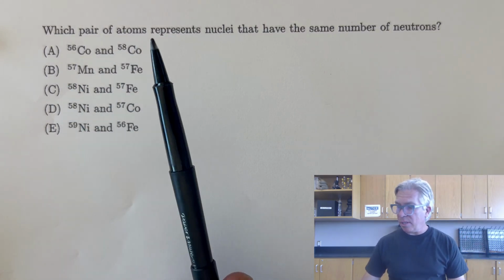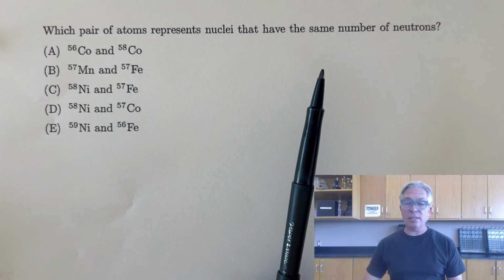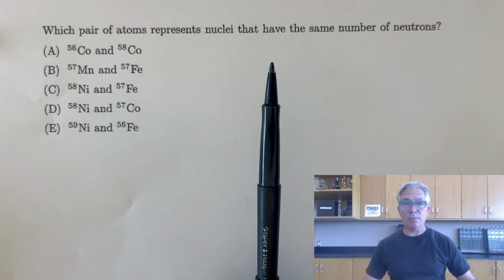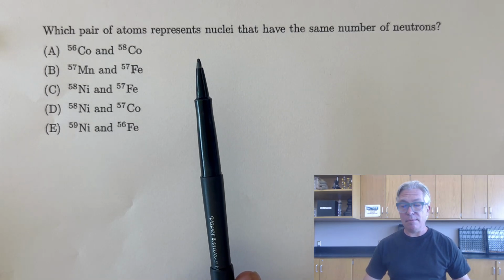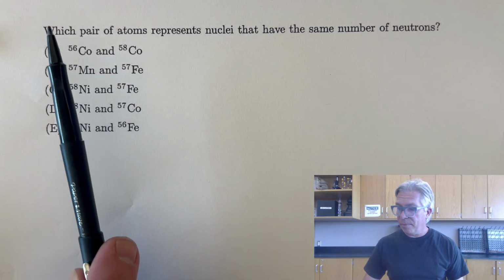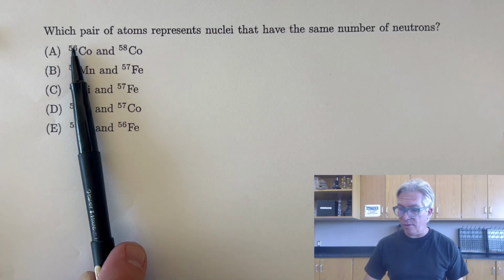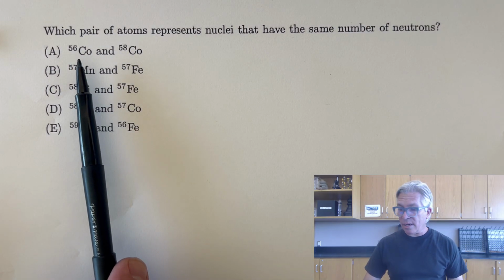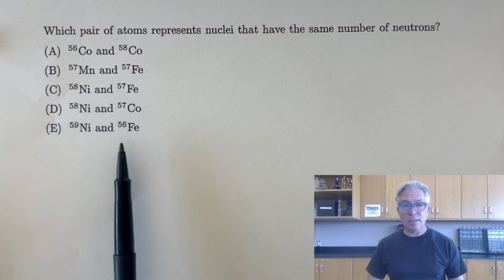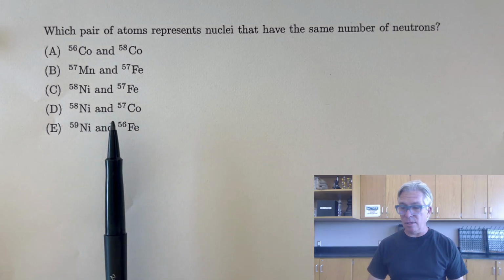Which pair of atoms represents nuclei that have the same number of neutrons? Different isotopes may have the same number of neutrons, but they have to have different numbers of protons if they're the same element. So in order to do this, we will have to take the atomic mass number, in this case 56 or 58, and subtract the atomic numbers for each of these isotopes to decide how many neutrons each one has and which pair has the same number of them.